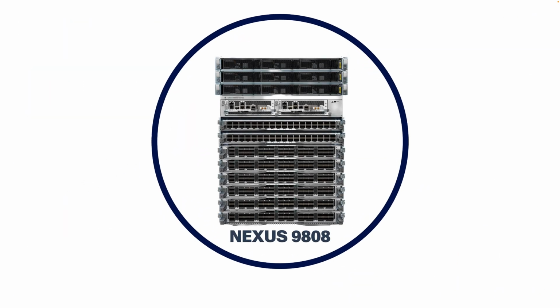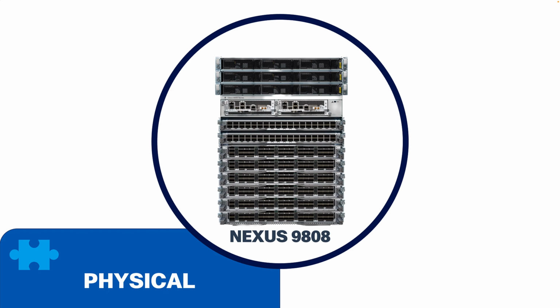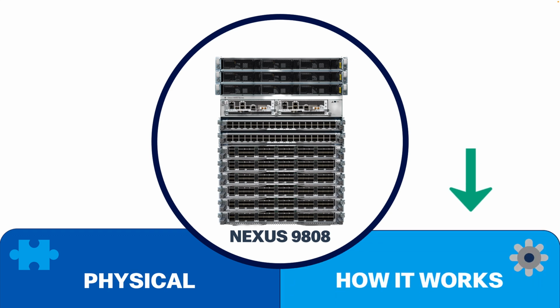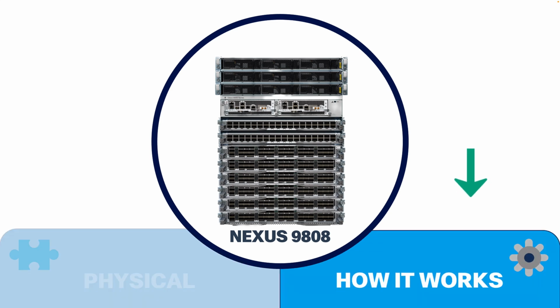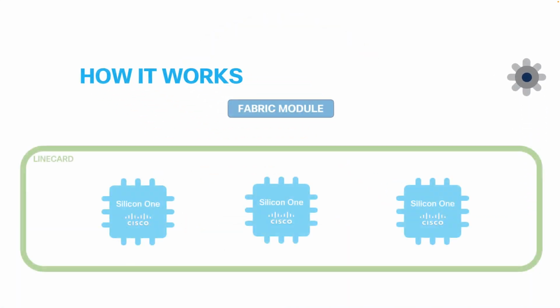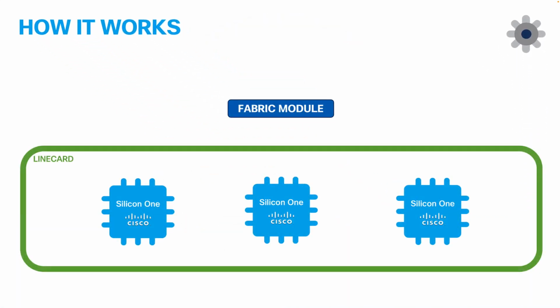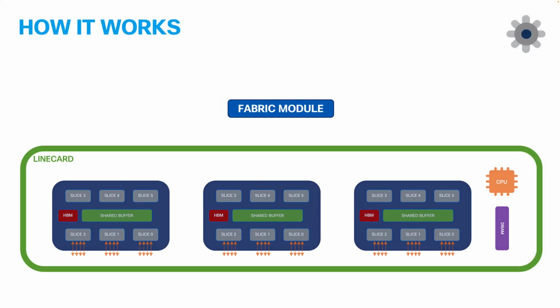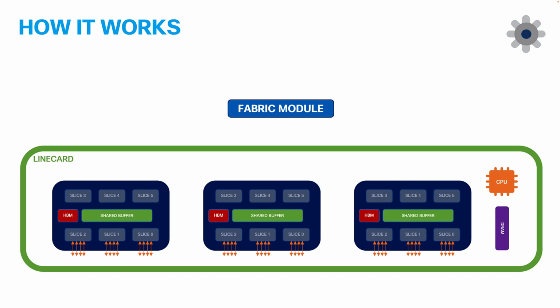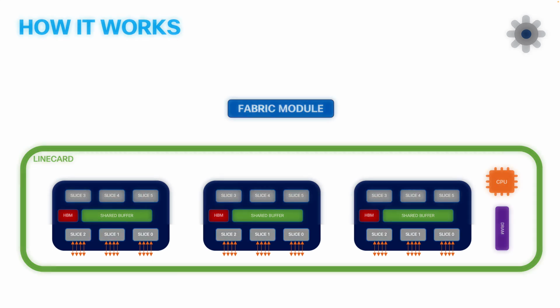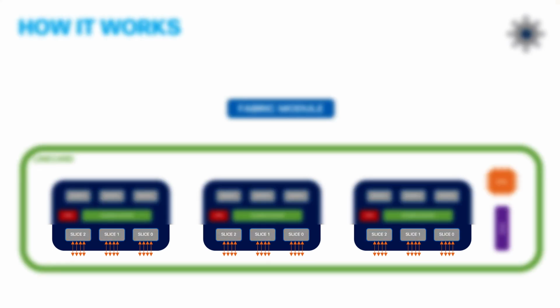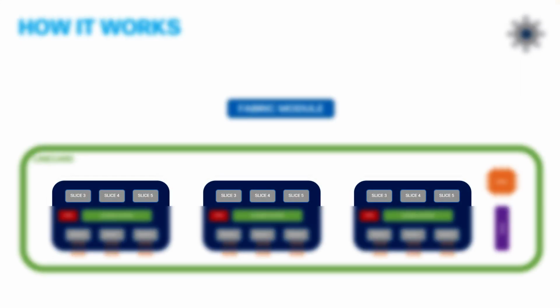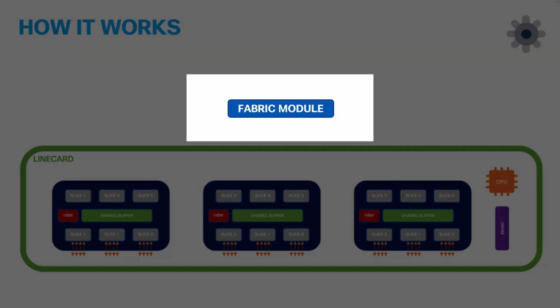However, we previously said that there is no midplane on this platform. So, how does connectivity on a line card like this work? Well, we said that each X9836DM-A line card uses 3 Silicon One ASICs. Each of those ASICs is divided into up to 6 slices. The first 3 slices are used for access ports connectivity, and the remaining 3 slices connect to fabric models.